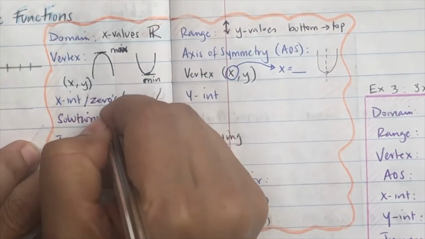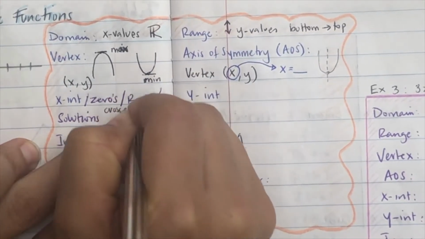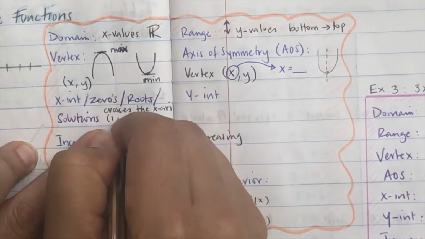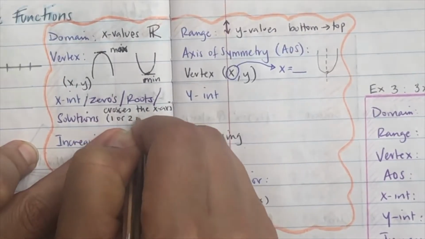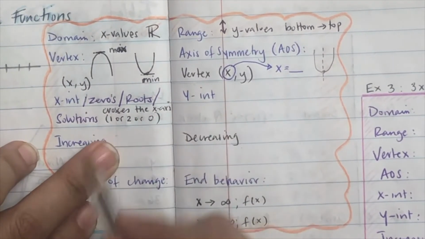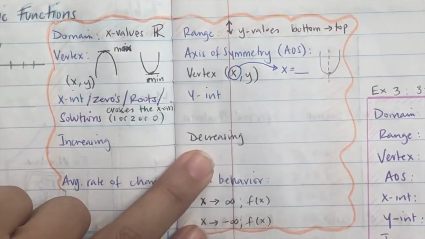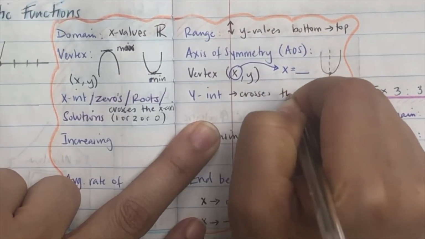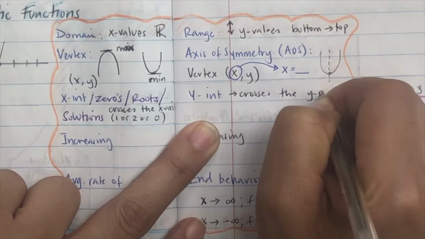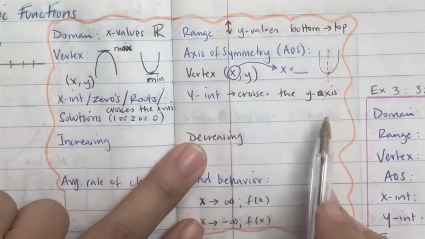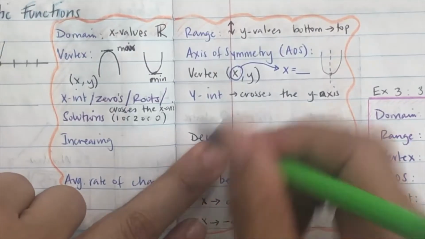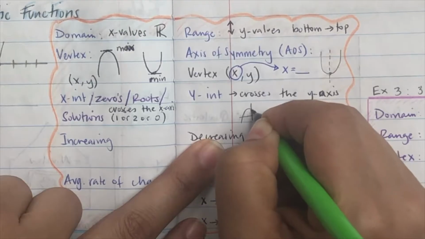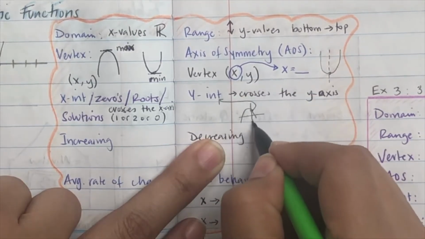Now, it is simply where it crosses the x-axis. In quadratics, that can be 0, 1, or 2. Your y-intercept, you know this from before, is where it crosses the y-axis. So if I had, for example, this is my y-intercept, where it crosses this y-axis.